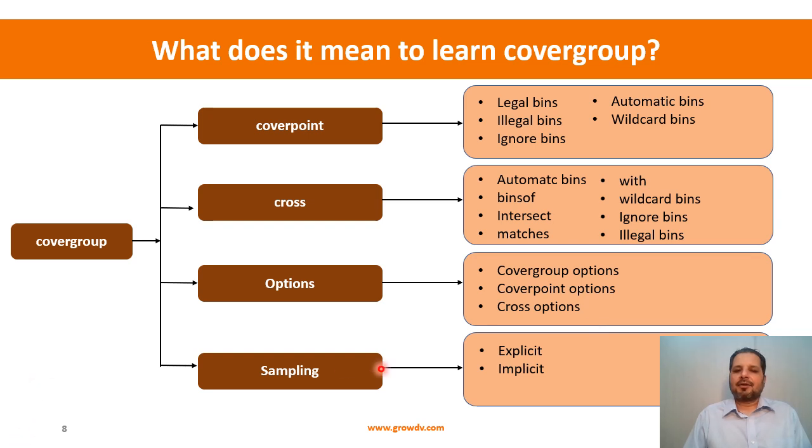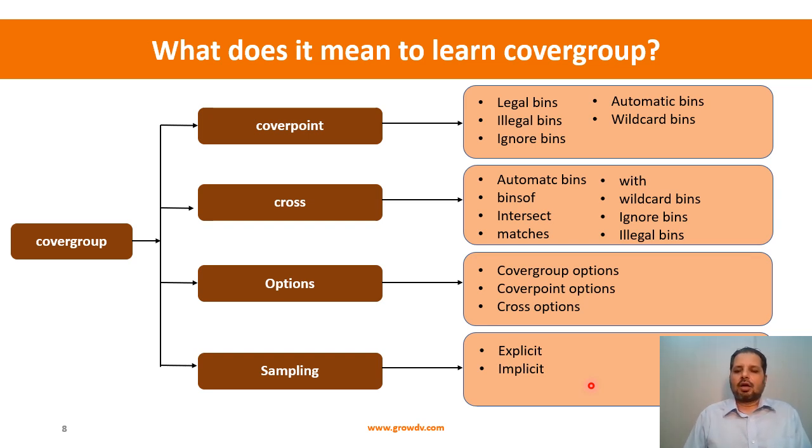And then sampling, right? So when does the cover group sample these variables or expressions? So there are two ways to do it. You can invoke an explicit sample call on a cover group, or you can define a sampling event where on every occurrence of the sampling event, the cover group sample gets implicitly invoked. So we will look at both of them. So these are the dimensions that we need to look at.